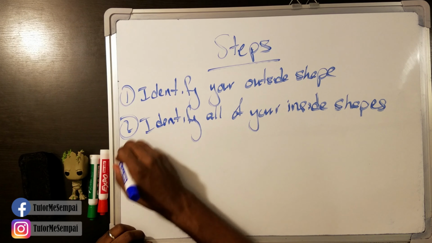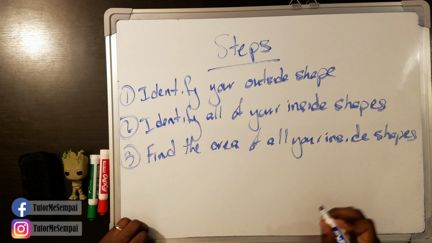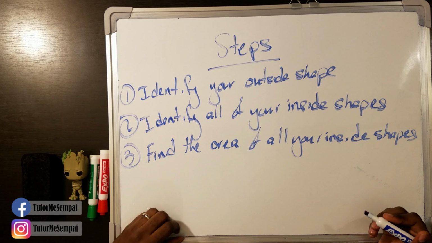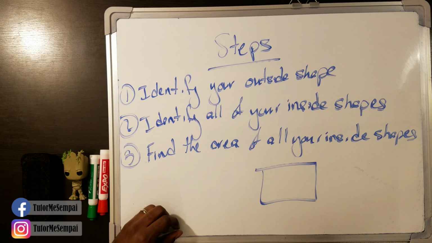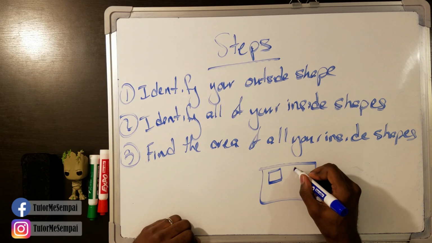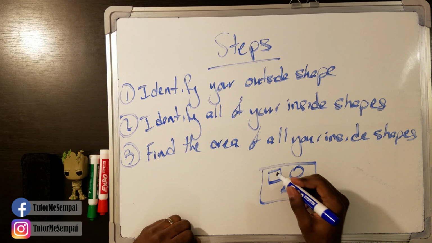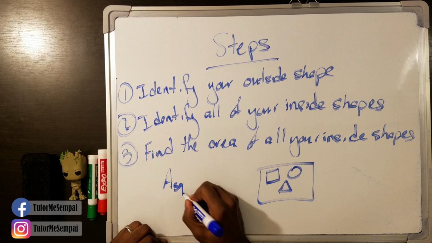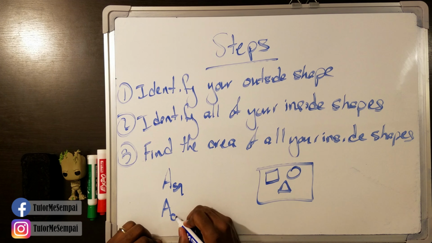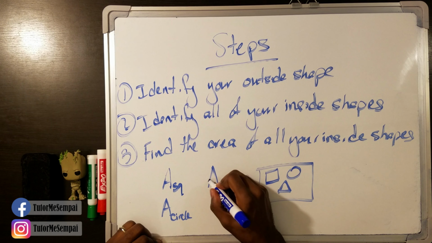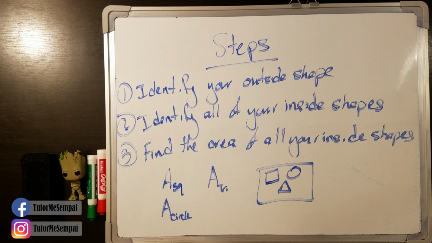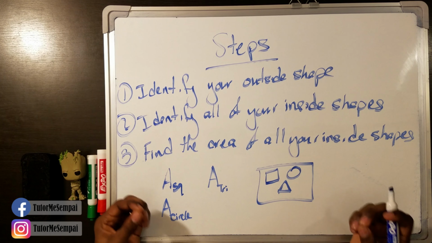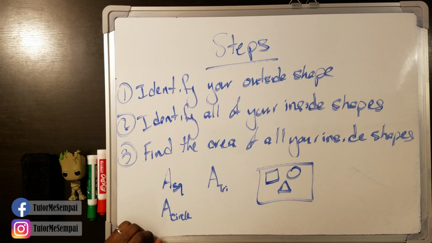Your third step, find the area of all your inside shapes. So going back to this previous example of a rectangle, and we had that square, that circle, and that triangle. If we want to find the area of all of our inside shapes, we need to do the area of a square, the area of a circle, and the area of a triangle. So whatever those formulas are, we need to find those areas. That is our third step, finding the area of all of your inside shapes. It's important that you don't miss any of them. You have to find all of your areas.